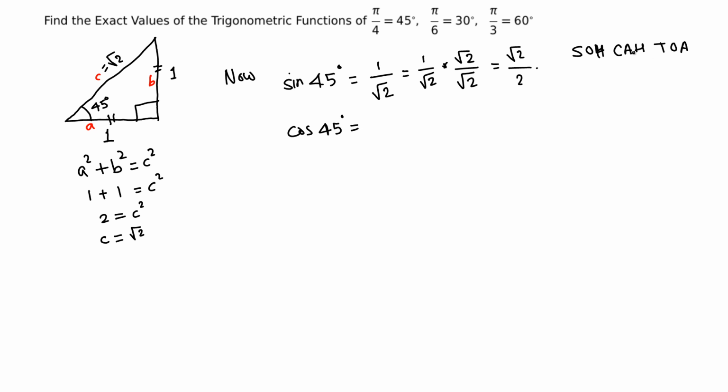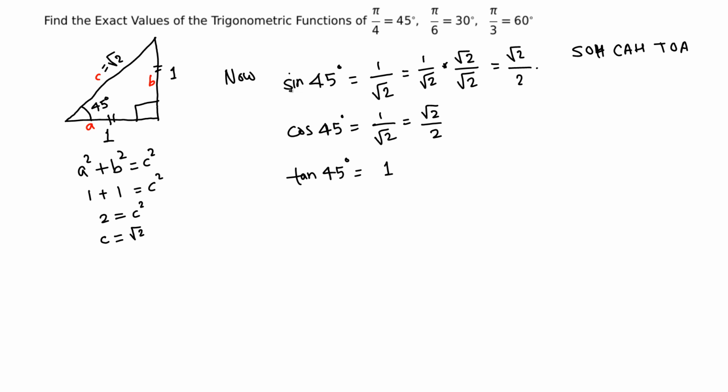Let's go for the second, cosine 45 degrees. So cosine is adjacent over hypotenuse, so 1 over root 2 again, which is the same as, if we rationalize the denominator, root 2 over 2. Then let's find tangent 45 degrees, TOA, opposite over adjacent, 1 over 1, which is just 1.